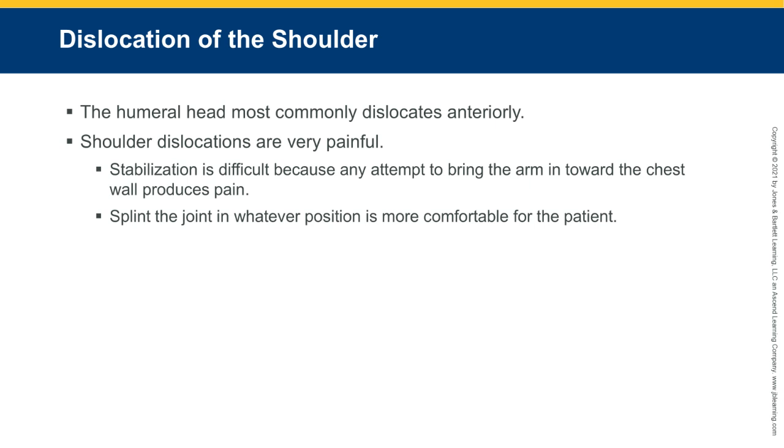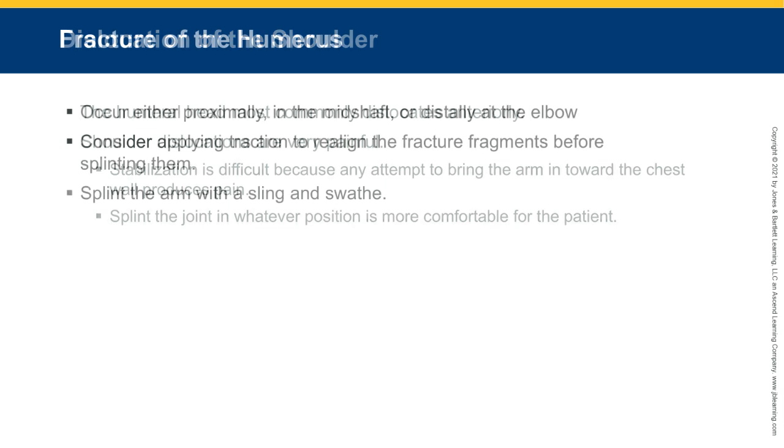Shoulder dislocations are among the most painful joint injuries, with the humeral head most commonly dislocating anteriorly. Stabilization of a dislocated shoulder can be challenging, as any attempt to move the arm inward toward the chest increases pain. The best approach is to splint the joint in whatever position is most comfortable for the patient while ensuring neurovascular integrity is maintained.